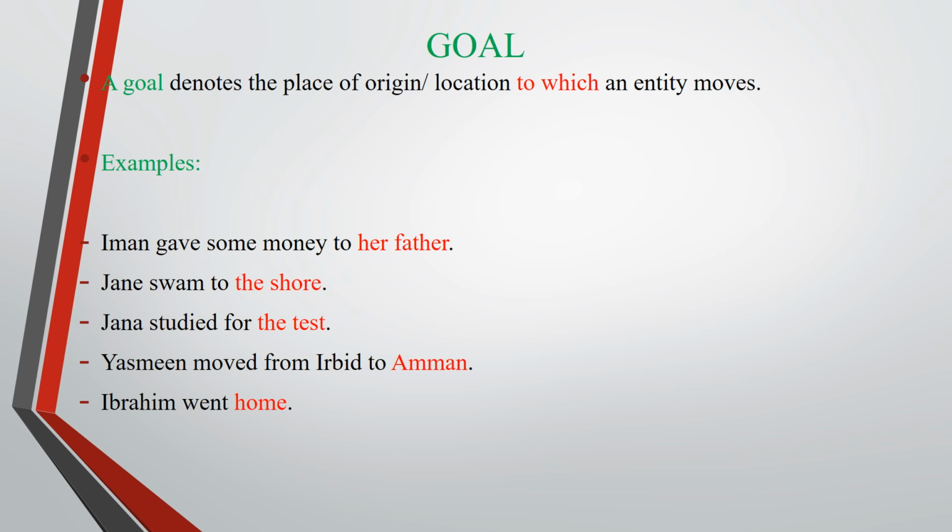Unlike the source, which denotes the location from which an entity moves, a goal denotes the place or location to which an entity moves. For example, when I say Iman gave some money to her father, the goal is the argument, her father, and the source in this sentence is Iman. So the money moved from Iman to her father. In the second sentence, Jane swam to the shore. Jane was not originally at the shore, but she swam to it. Her goal was to swim to the shore. Now Yasmin moved from Irbid to Amman. Irbid in this sentence is the source and Amman is the goal.